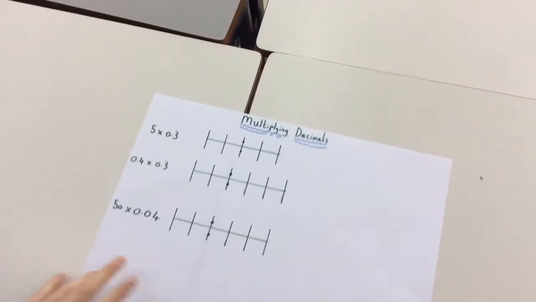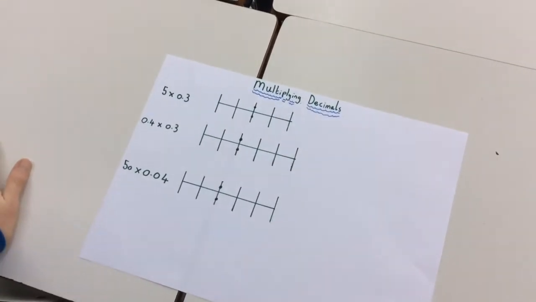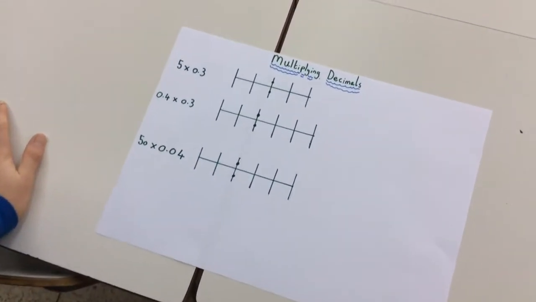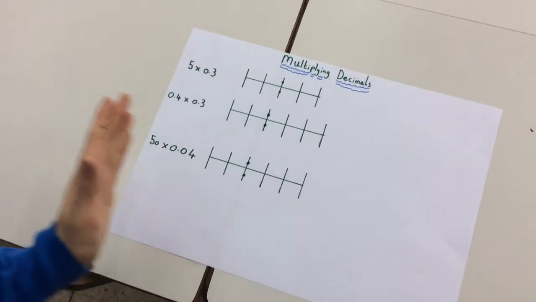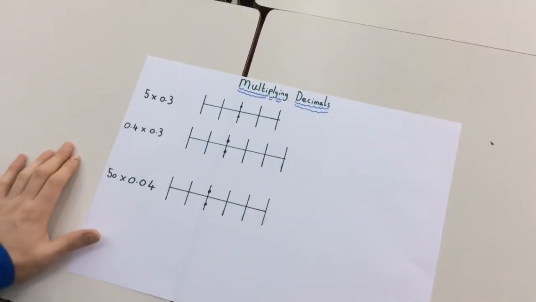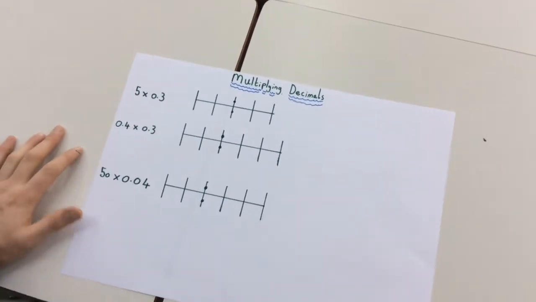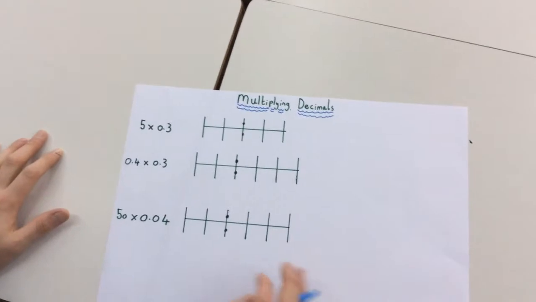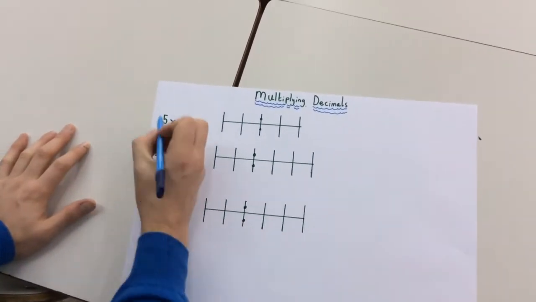Now we're going to look at how to multiply decimals. And this is really clever because we use our times tables and what we know about place value moving to the left and the right to help us. So, multiplying decimals. There's no 10 or 100 here, so we haven't got that to help us. But what we have got is our times tables.